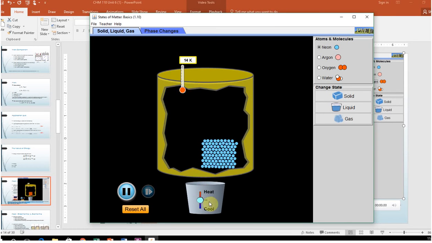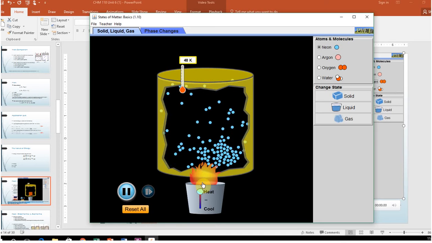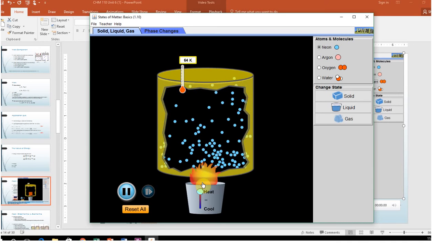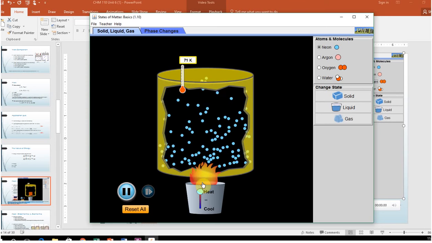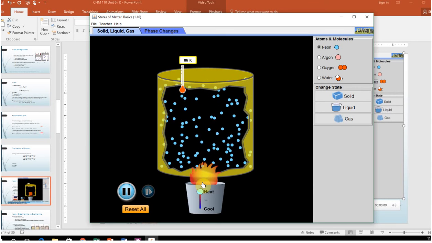And so if we heat it up a little bit, there it goes. You see the molecules start speeding up. They start kind of navigating away from each other. They will continue to do that as much as you heat it up. And it's really actually proportional here. So the more you heat it up, the more they move, the faster they go.